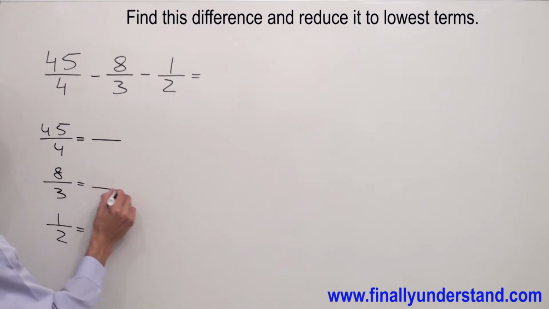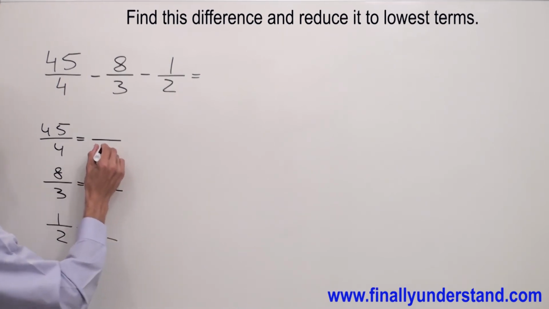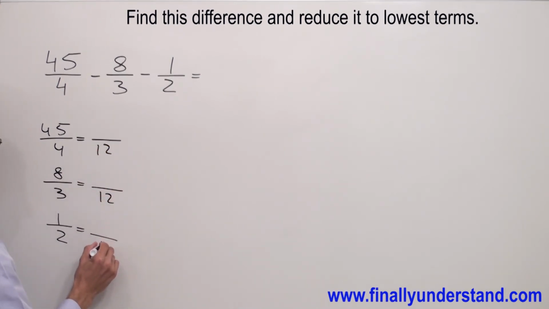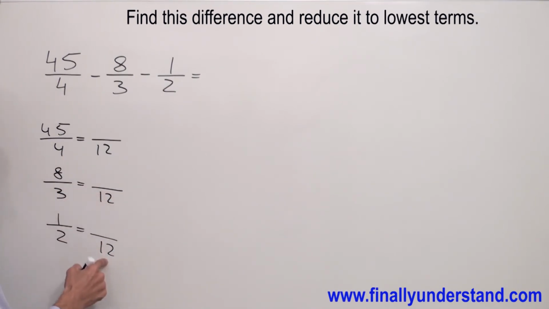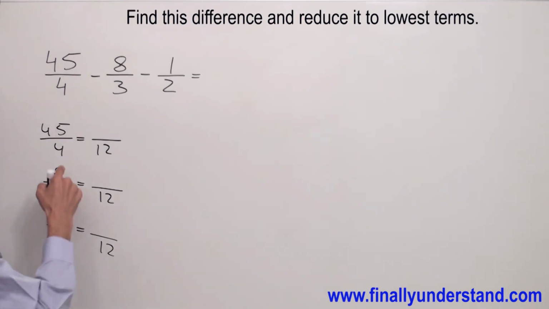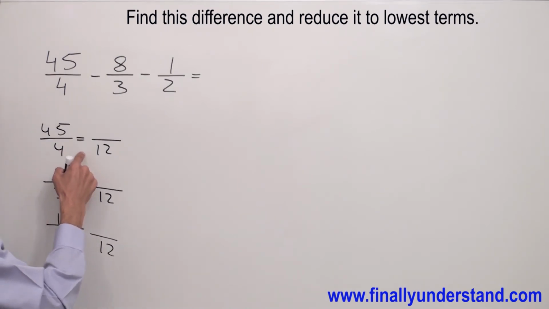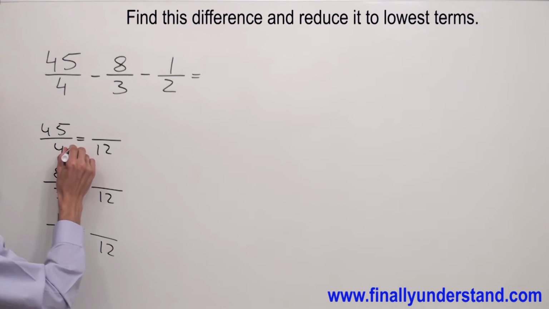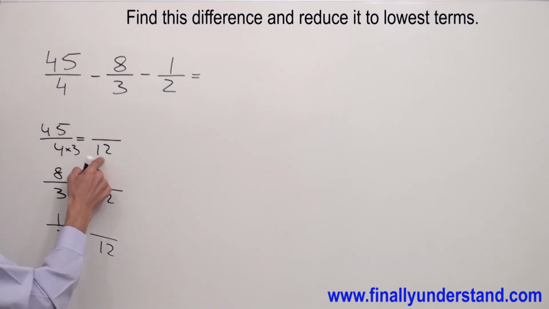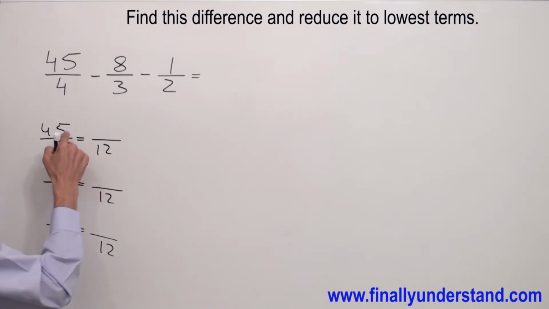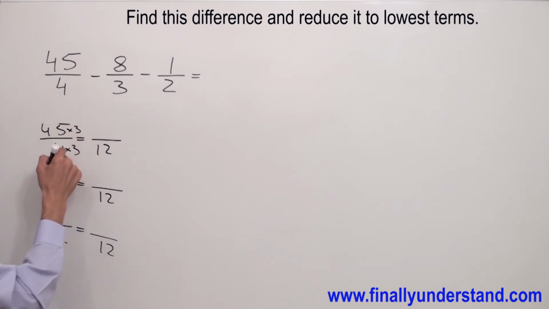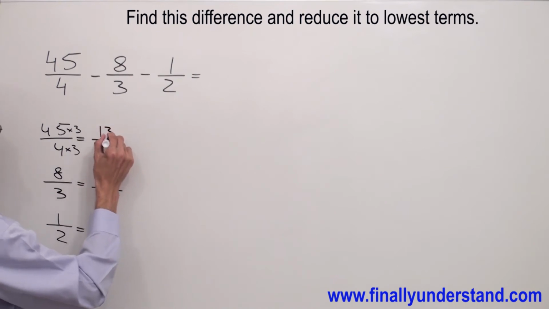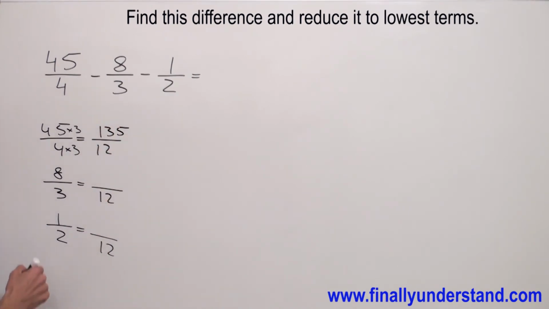We said the common denominator is 12, because 12 is divisible by 4, is divisible by 3, and is divisible by 2. By what number do I have to multiply 4 to get 12? I have to multiply by 3. So 4 times 3 is 12. Whatever I did in the denominator, I have to do in the numerator, so times 3. 45 times 3 is 135.